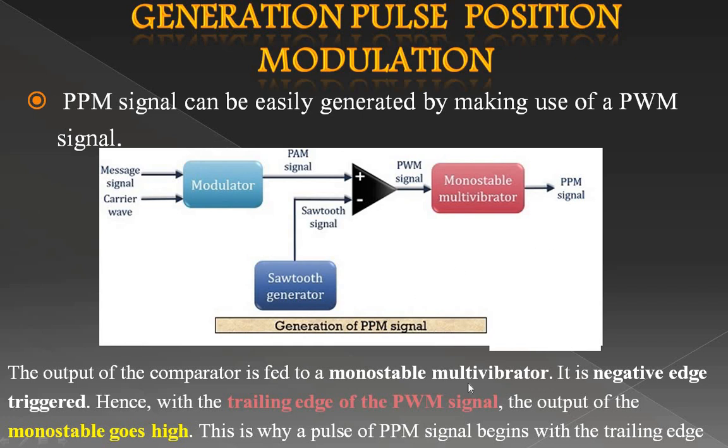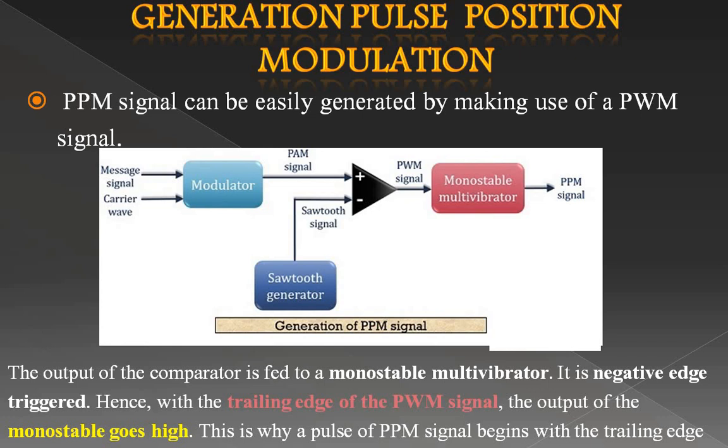Hence, at the trailing edge of the pulse width modulating signal, the output of the modulation signal goes high. Whenever you have the trailing edge of the pulse width modulation, it will be the beginning point for the pulse position modulation. So whenever you have the trailing edge of the pulse width modulation, the monostable multivibrator output goes high, which means your PPM will go high. This is why the pulse of the PPM signal starts there. Correct ma'am? I hope you are clear.